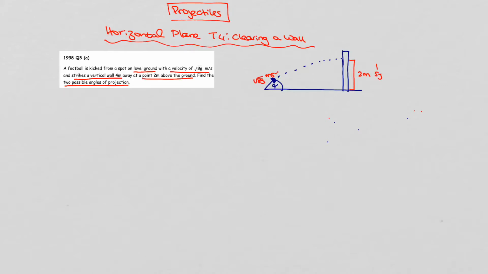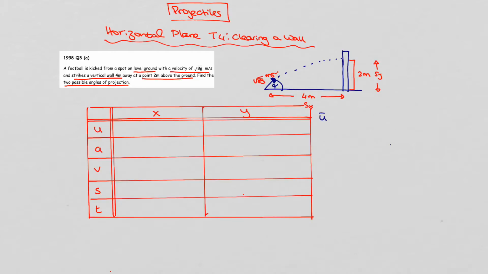So in other words, this is S in the y direction. And then we're told the wall is 4 meters away from where it was kicked. So again, this is our range, or S in the x direction. Okay, so let's make out our table based on what we know. So we have U, A, V, S and T. And you're going to complete the table by pausing the video and checking if you've completed the table correctly in our x and our y direction.